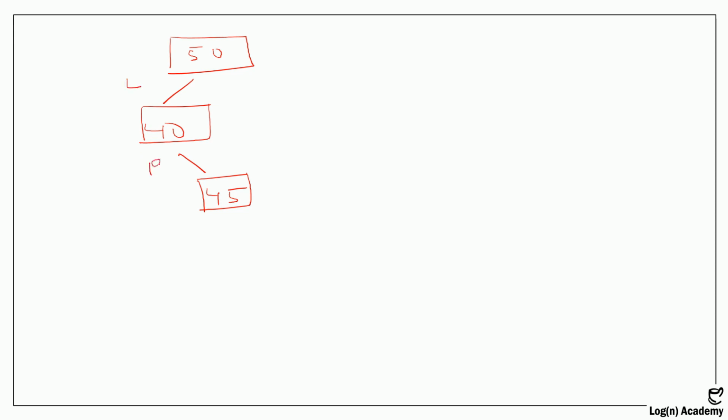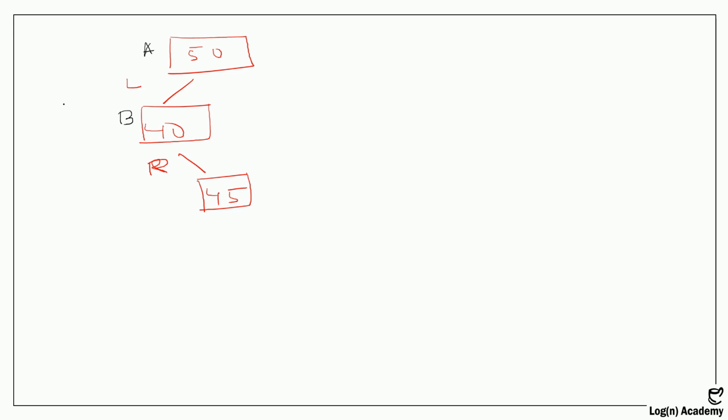Now let's look at the case for LR and RL. So we have 50, we have 40, and here we have 45. So this is the case for LR. We have inserted a node on the right hand side of the left subtree, right? On the right hand side of the left subtree. So this will be marked as A. This we'll mark as B.